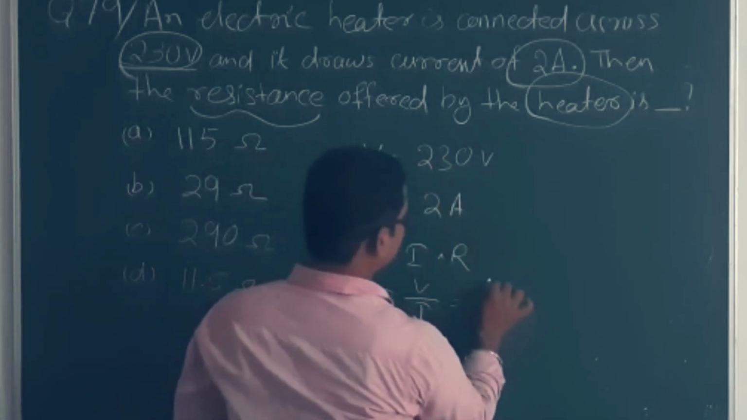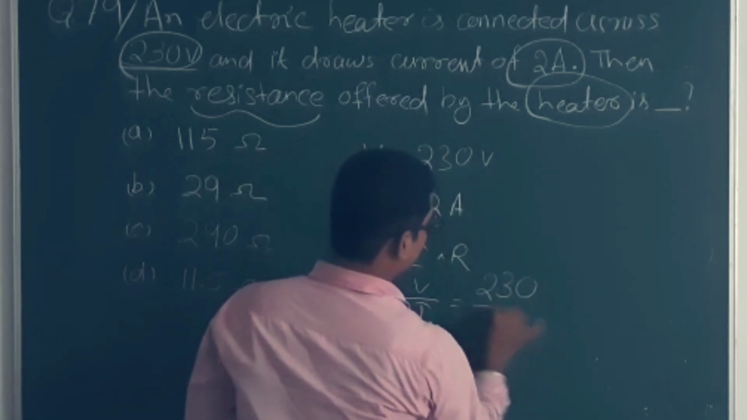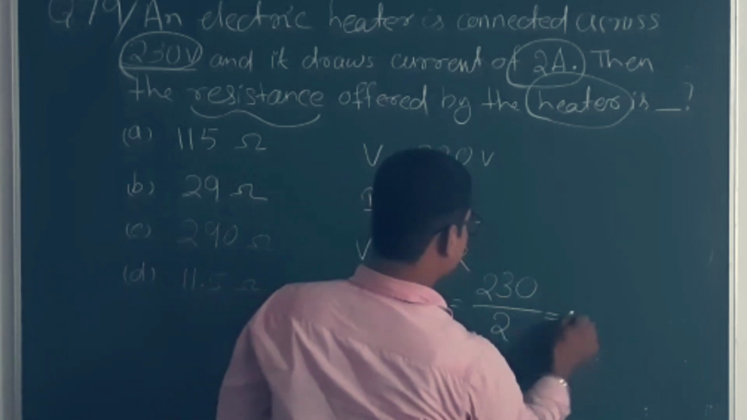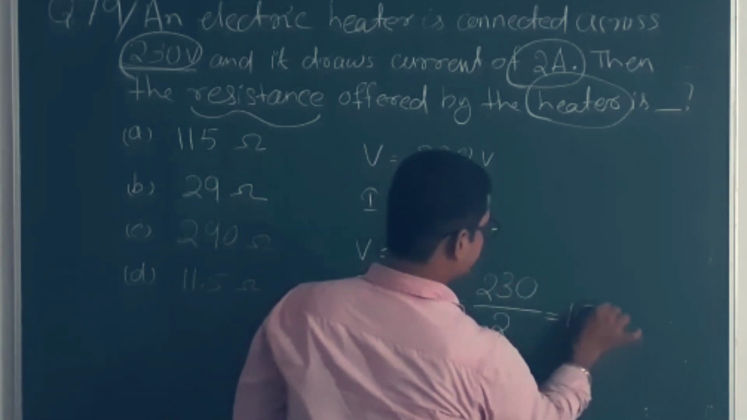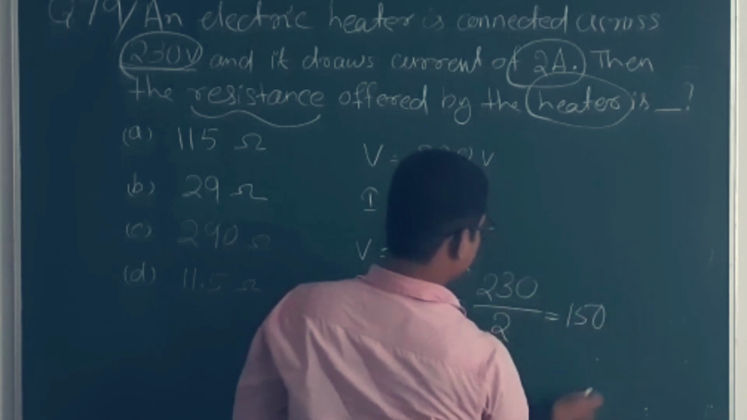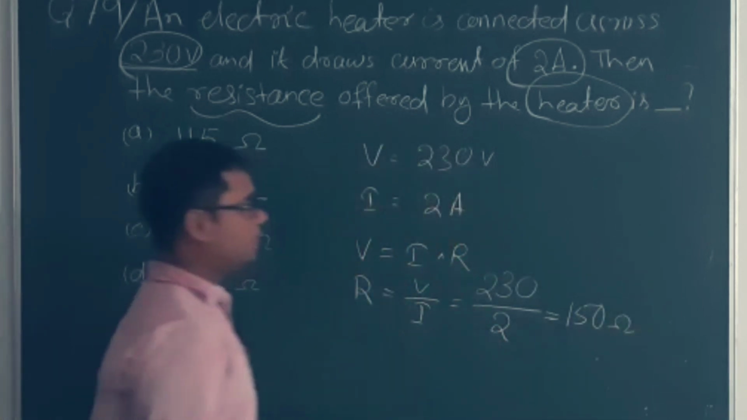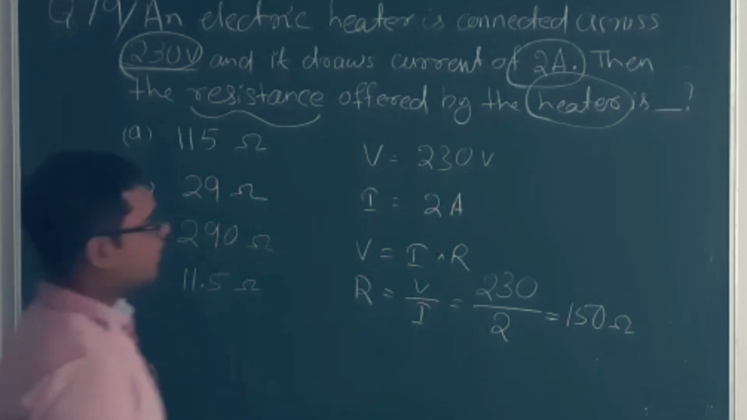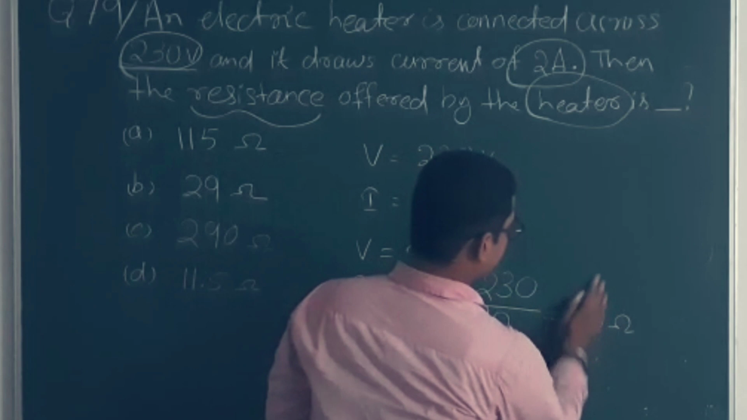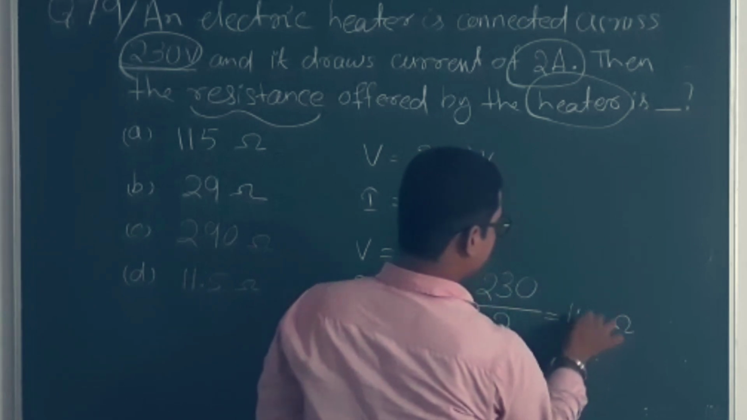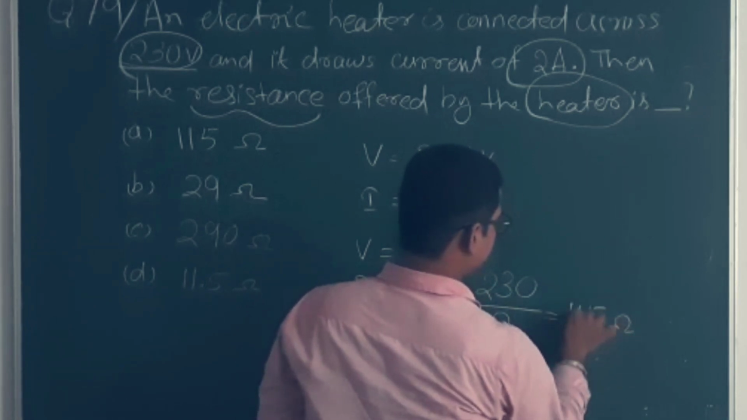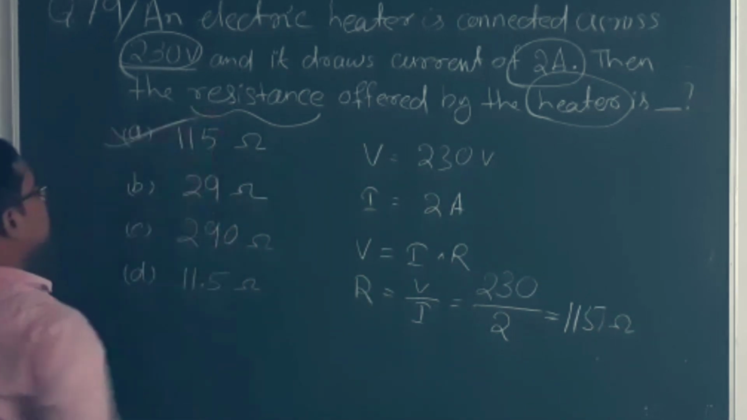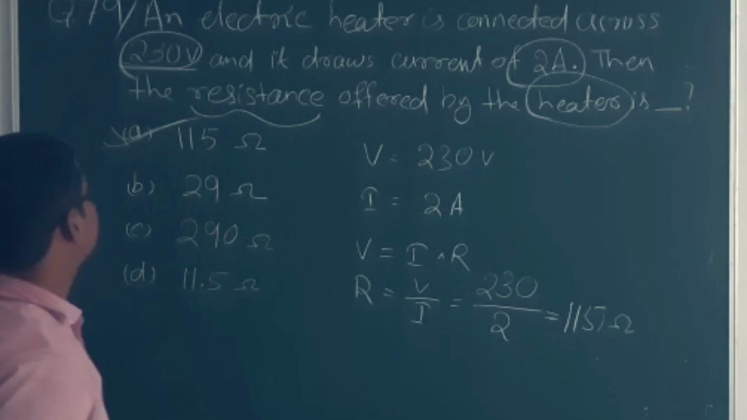So V value is given 230 and I value is given 2. So if you calculate this one, this is 115, yes, 115 ohm. Okay, so from the options you can find out, 115 ohm. Okay, so the first option is the correct choice. Okay, so moving to the next question.